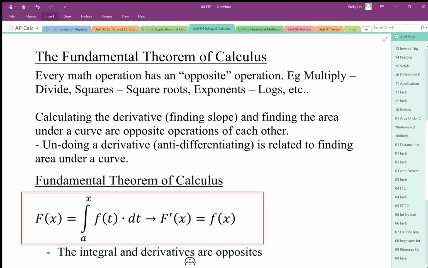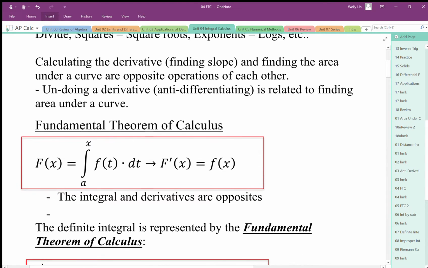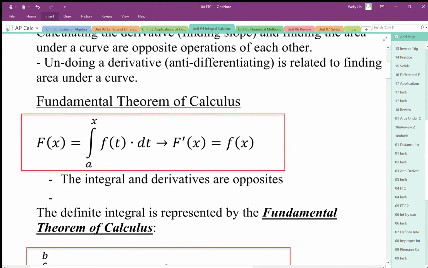We can undo things. So in calculus, we can find slope by finding the derivative, and we can also find area under the curve. And those two operations are essentially opposites of each other. We're going to undo things using the fundamental theorem of calculus, and we want to relate it to this idea of area under the curve and slope. There are essentially two parts to it.